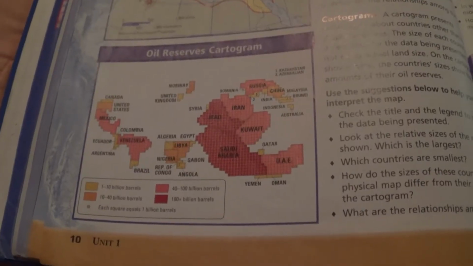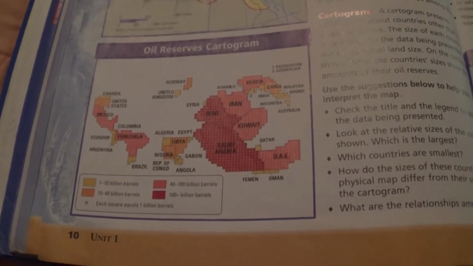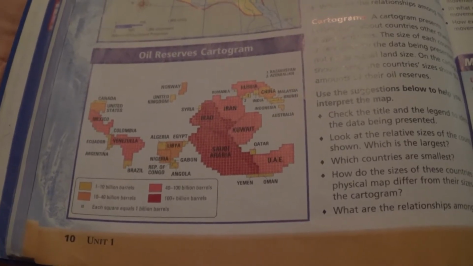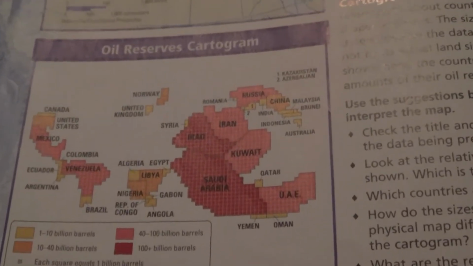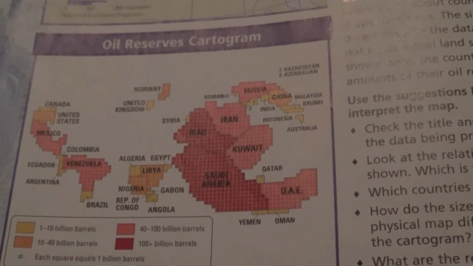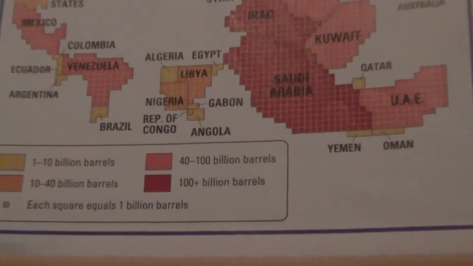So we're going to look at another cartogram map, and this one comes from our old geography textbook. And so the first thing you'll do with any map, including a cartogram map, is read the title. And this title is Oil Reserves Cartogram. Then you're going to read the legend. You're going to read the entire legend.